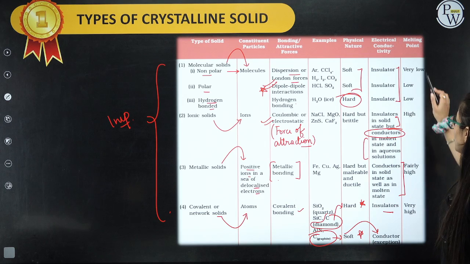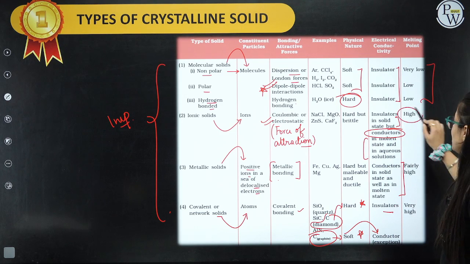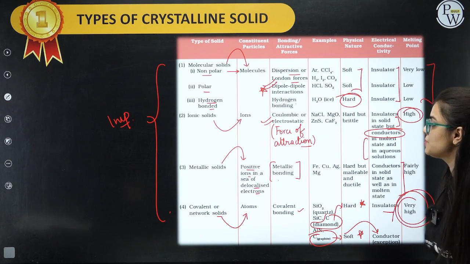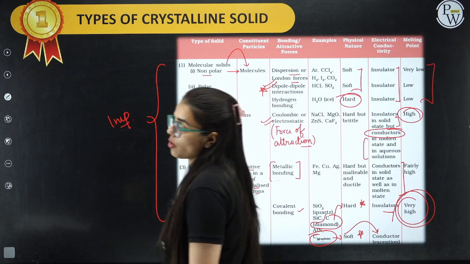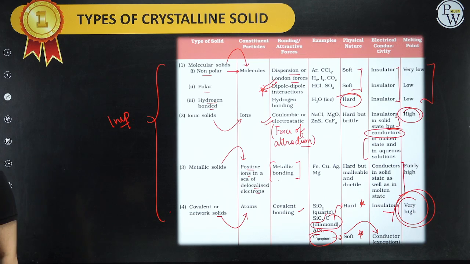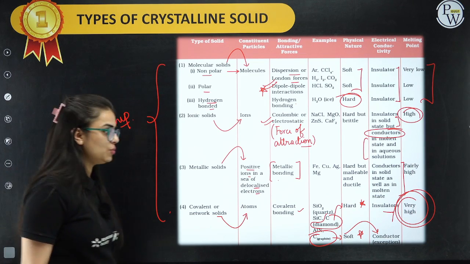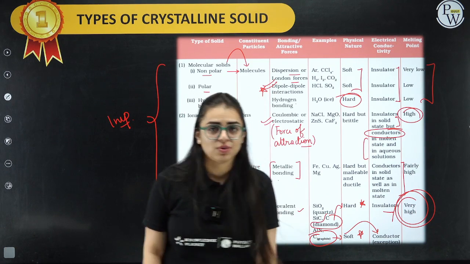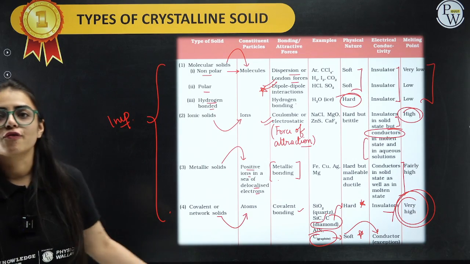Here, melting point: molecular solids have a very low melting point. Ionic will have high, but very high is observed in your covalent or network solid. Yet again, a very important part, students. Is it clear to each and every one of you? Yes, everyone, please mark it so that we can move on to the next part of today's class.